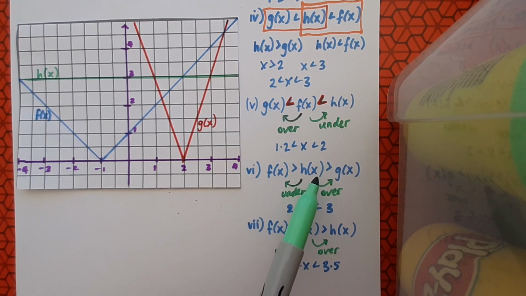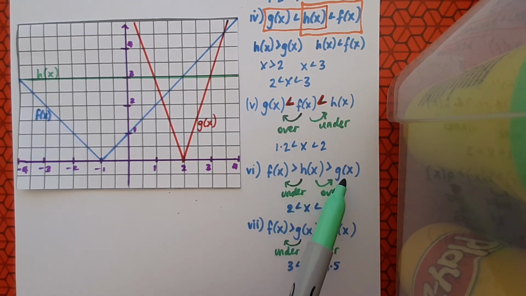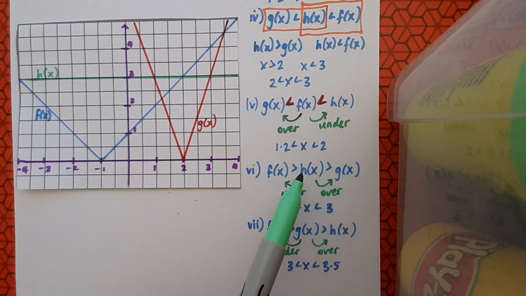In part 6, we're looking at h of x being greater than g of x, so over g of x. That must mean they want it to be under f of x. And then the same in the last one. G of x has to be greater than h of x, so it's going to be over h of x. So then it must be the reverse for f of x. It must be under f of x.